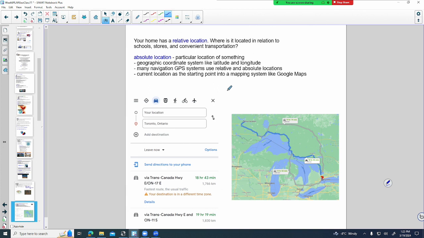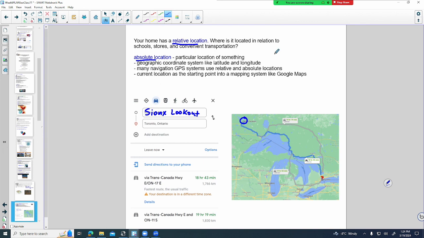So if you look here, your home has a relative location. That means where it is located in relation to, as I mentioned, schools, stores, convenient transportation. And there's also what's called an absolute location. So absolute location is a particular location of something. So for example, my location is here. So let's say I'm going to input that. It's in Sioux Lookout.